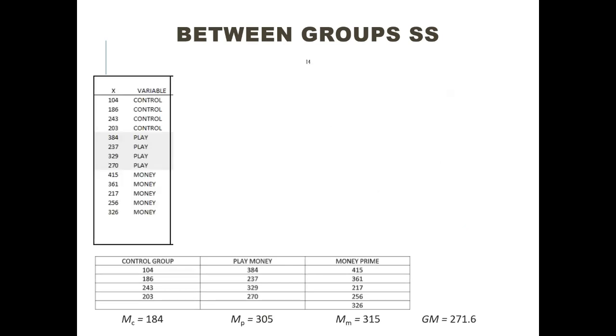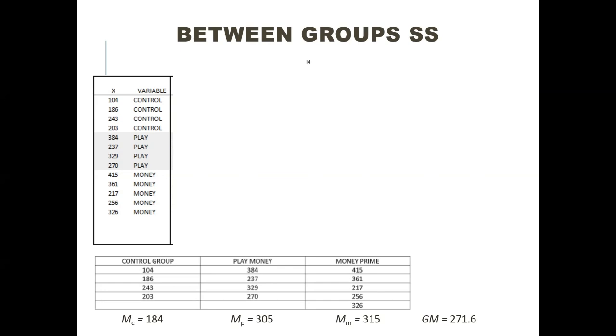So here I have this listed. I have each of my group means. The average time it took people to ask for help in the control group was 184 seconds. The group mean for the play money is 305, and for the money prime, that's 315. The grand mean, the mean of all of those numbers, is 271.6.